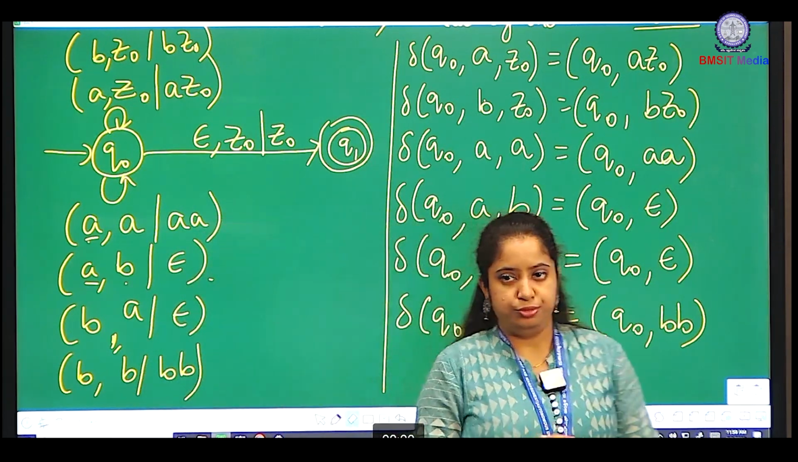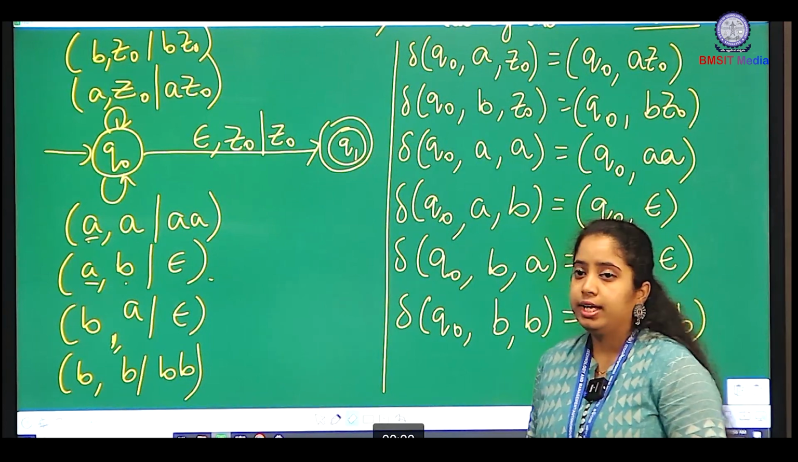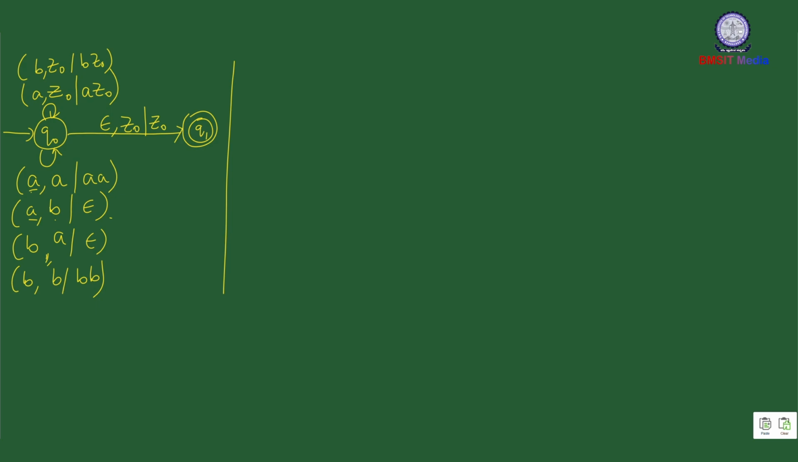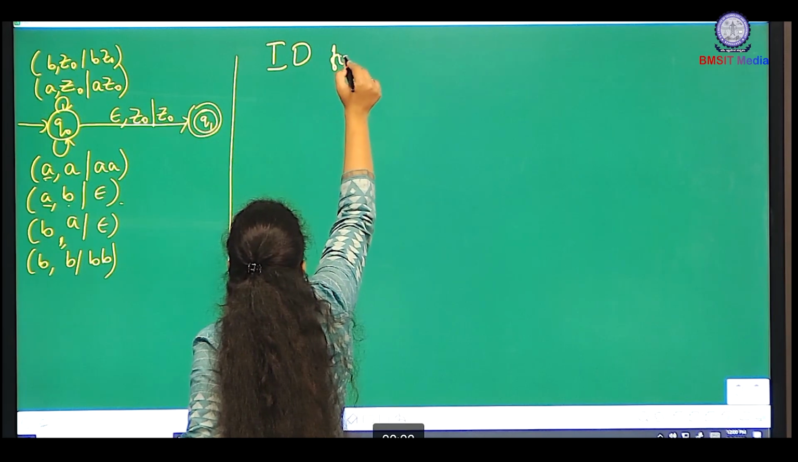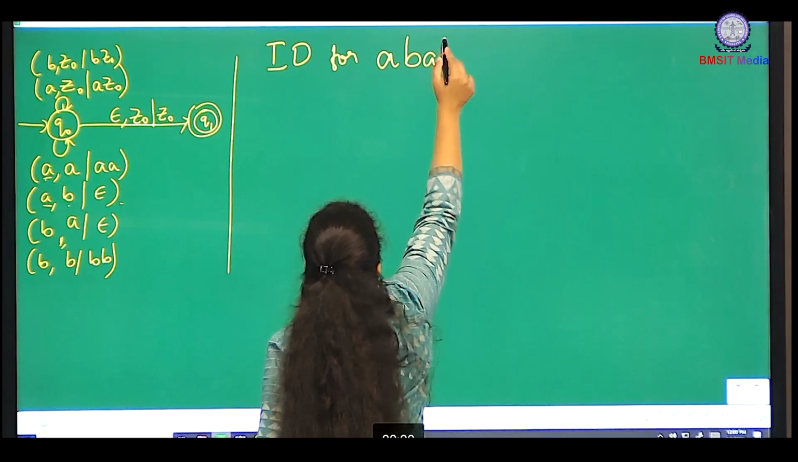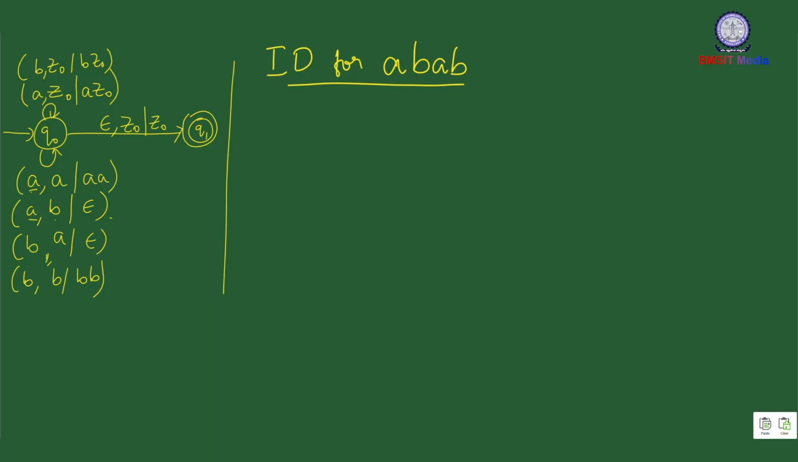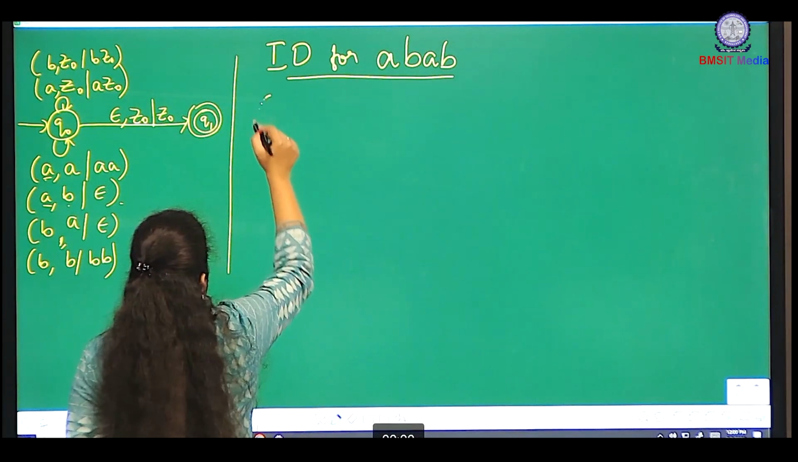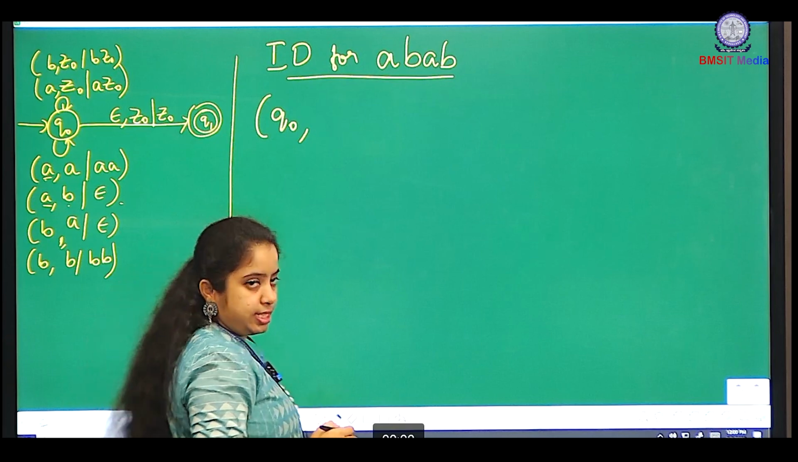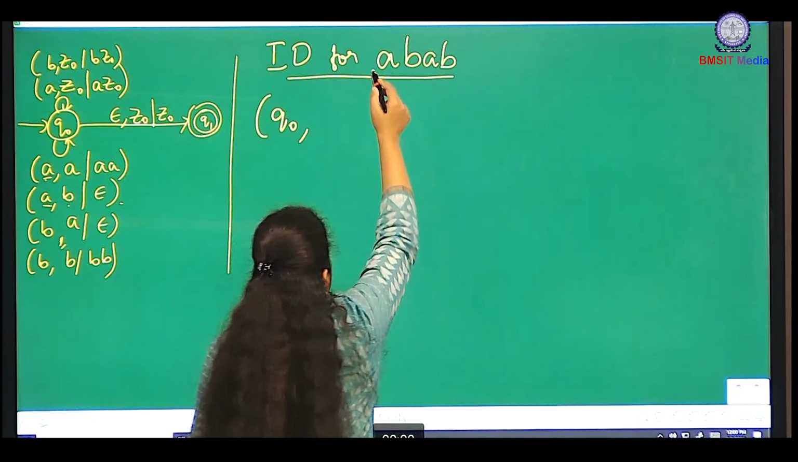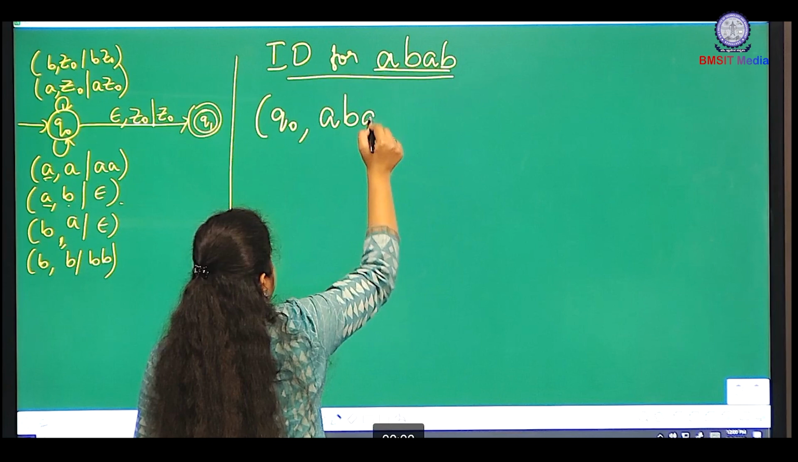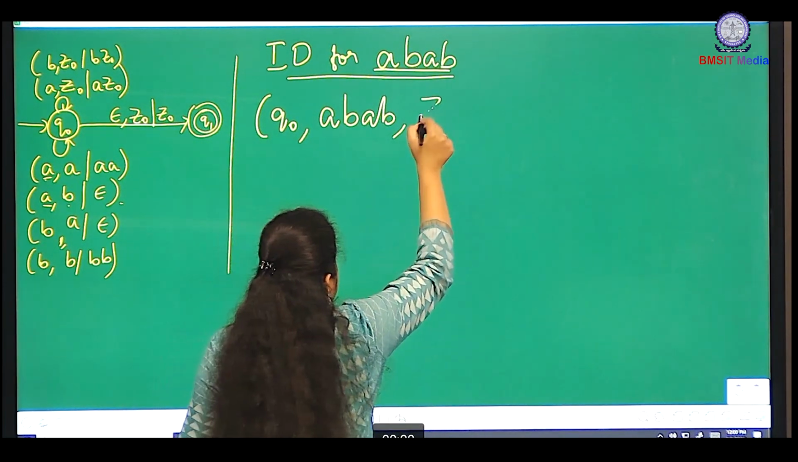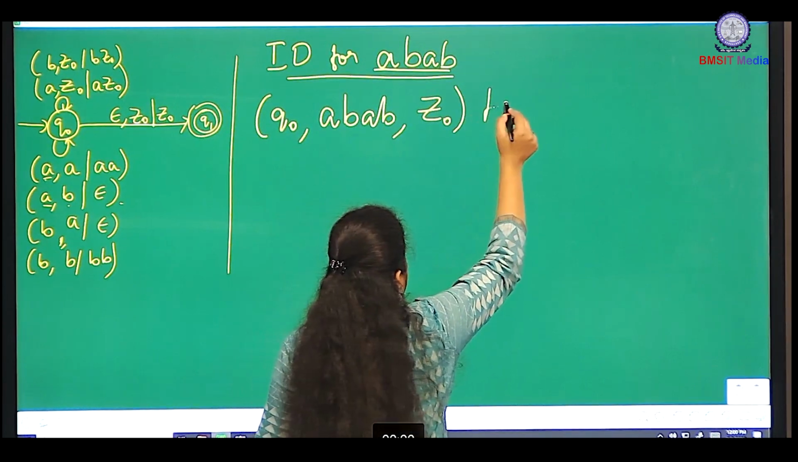So we'll see the instantaneous description for ABAB. We will write the ID for the string ABAB. We have already seen how to write the instantaneous description for the given string. So Q0 is the start state. What is the input string we are reading? ABAB is the input string. And what is the top stack element? Initially the stack will contain Z0 as the top stack element.